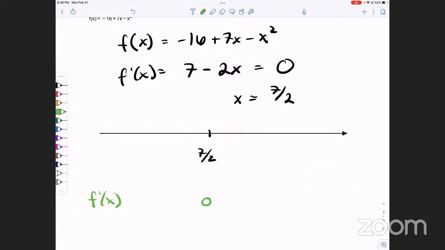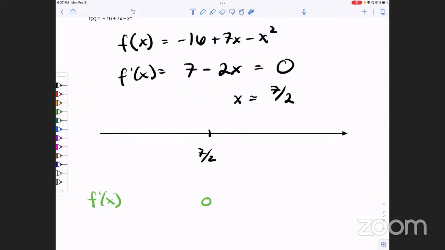So this x value has a 0 in the first derivative. Then we want to see whether the function is increasing or decreasing on either side of this x value. 7/2 is 3.5. A number to the left of 7/2 is like when x is 0. If we plug x equal to 0 into the first derivative, we get a positive result. If you plug any number to the left of this x into the first derivative, you should get a positive result.